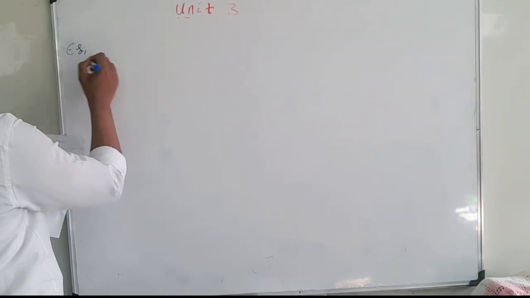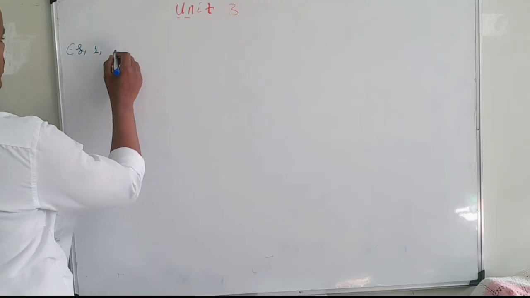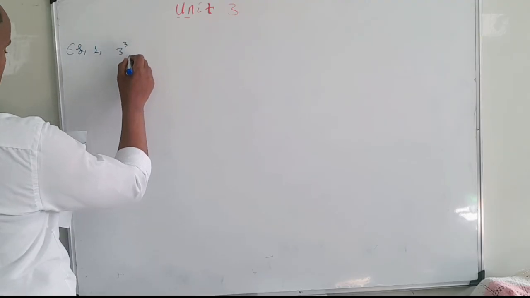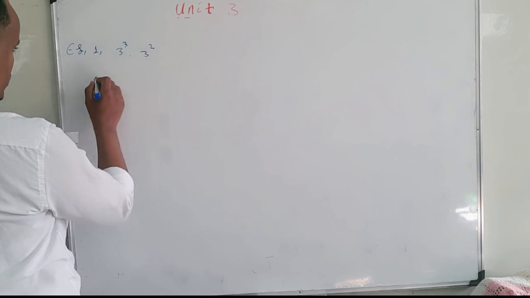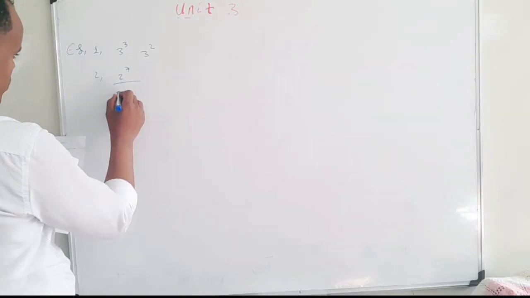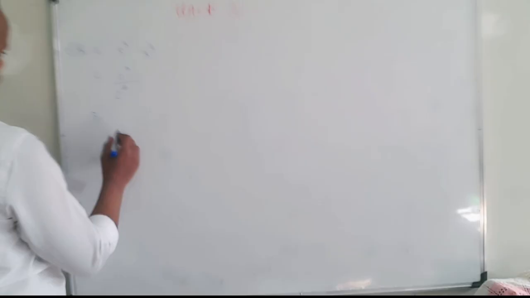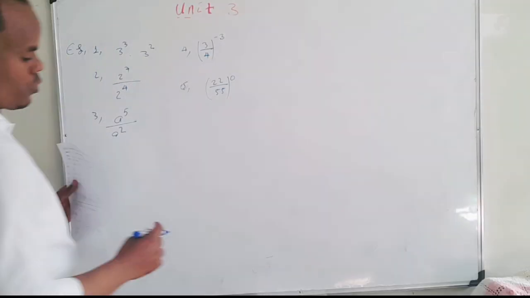Example 1. Number 1: 3 to the power of 3 times 3 to the power of 2. Number 2: 2 to the power of 7 over 2 to the power of 4. Number 3: a to the power of 5 over a to the power of 0.